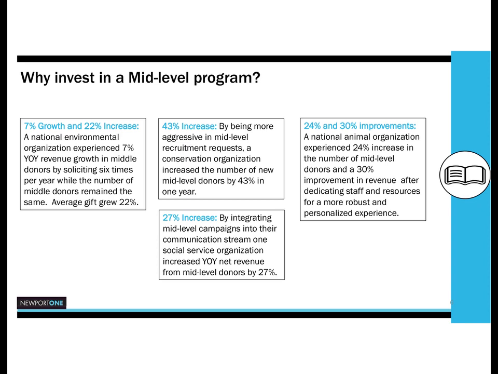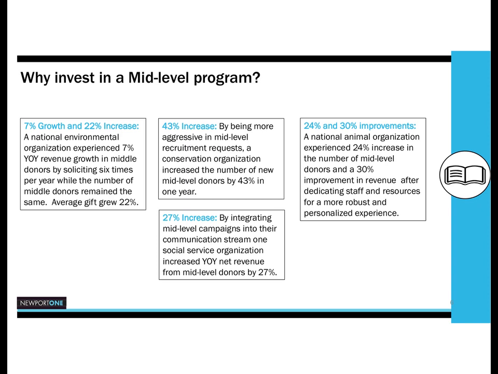Another one had a 27% increase in net revenue from mid-level donors by changing the way that they communicate with those donors and putting together a communication stream that really invested in the donor and gave them the kind of feedback that they need and presented them with the kind of opportunities that they need to really improve their performance. So, there's a couple other examples here.